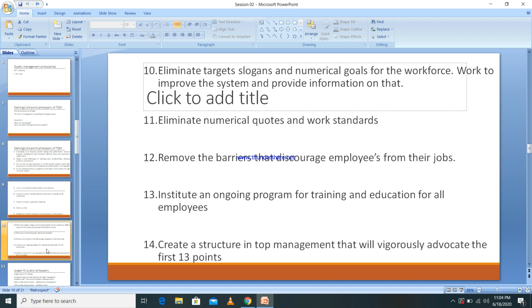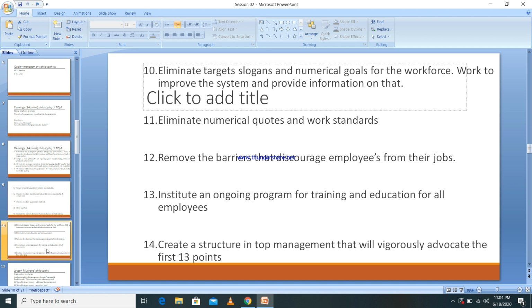And also, you can put these slogans and goals according to the information of your system, right? You can just tell them, now you have this capacity and you can reach this number of customers according to the system information, but that can be changed, right? But what Deming is saying is, you should never put these slogans and numerical goals for your workforce. And the next point is to eliminate numerical codes and work standards, right?